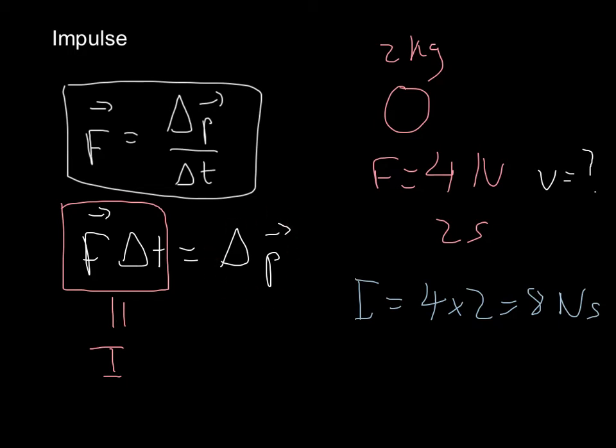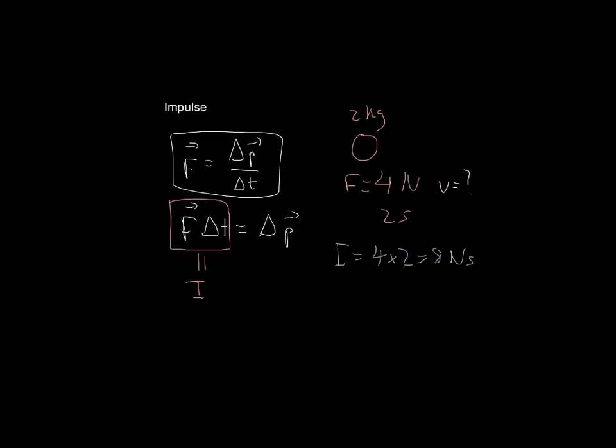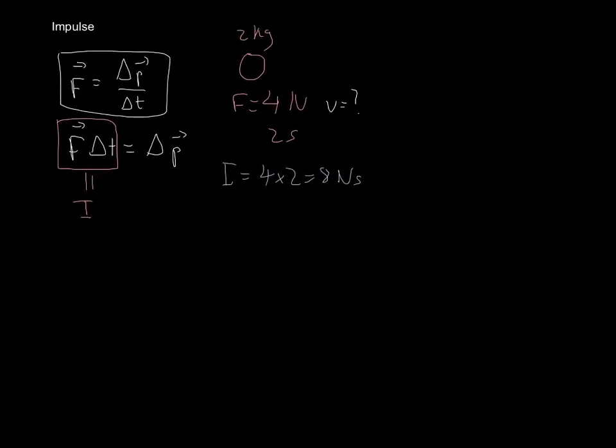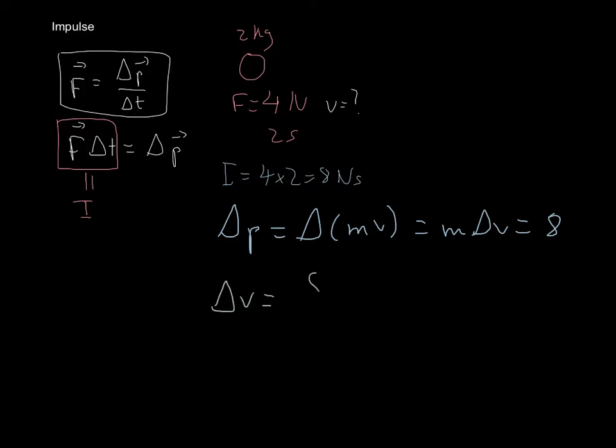Therefore, let me zoom out. So then what I have is that the increment in momentum, which is the increment in mass times velocity, and since the mass is constant, it's just mass times the increment in velocity, so mass times the increment in velocity has to be equal to 8. And since I know that the mass is 2 kilograms, then all I need to do is that the increment in velocity is 8 over 2 equals 4 meters per second.